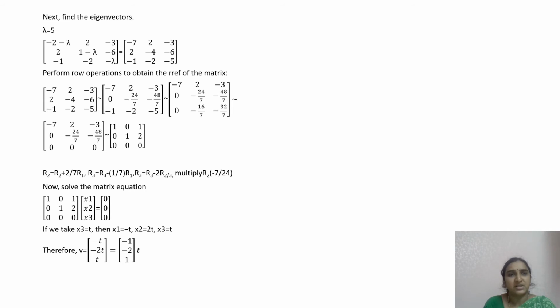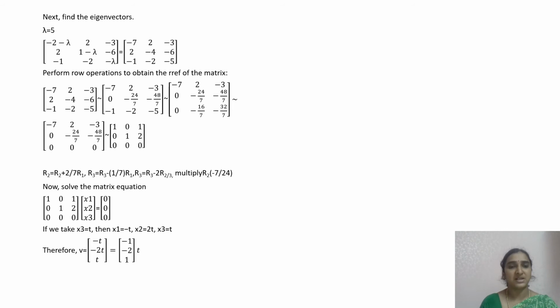Next, find the eigenvectors when lambda = 5. Consider the matrix [-2 - lambda, 2, -3; 2, 1 - lambda, -6; -1, -2, -lambda]. Substitute lambda = 5. The resultant matrix would be [-7, 2, -3; 2, -4, -6; -1, -2, -5]. Perform row operations to obtain the row reduced echelon form of the matrix. The resultant matrix would be [1, 0, 1; 0, 1, 2; 0, 0, 0].